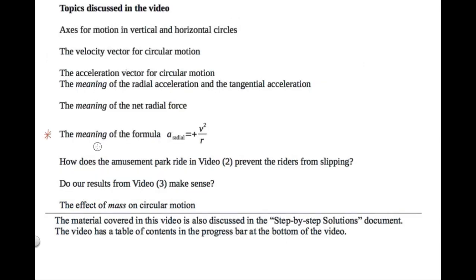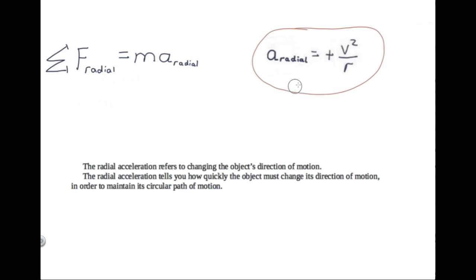Next, let's discuss the meaning of this formula for the radial component of the acceleration. This formula determines how big the radial acceleration has to be in order for the object to maintain its circular path of motion. In other words, this formula determines how quickly the object has to change its direction of motion in order to maintain its circular path of motion.